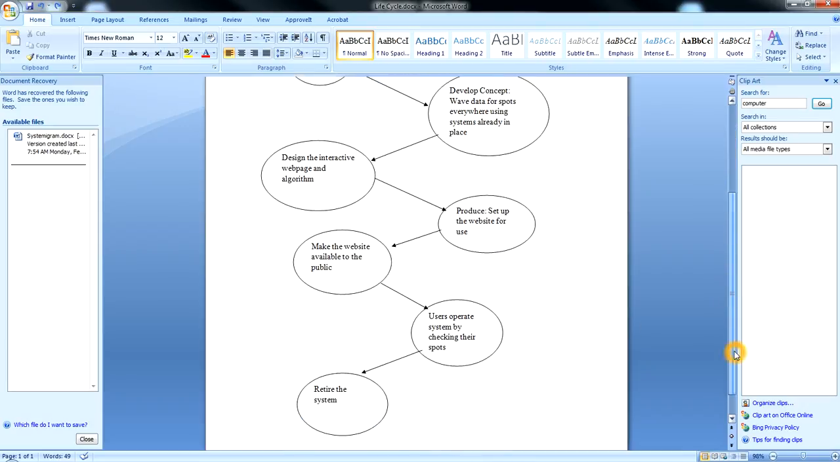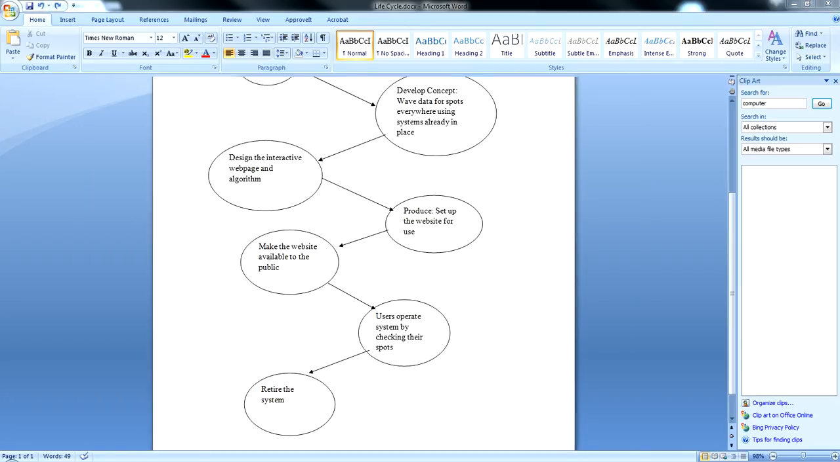The next stage is deploying it by making the website available to the public. The risk with this is that SwellInfo still has to make money, and their solution is to add ads on the side of the page. The next stage of the life cycle is users operating the system by checking their surf spots. And the risk with this is that users must know how to use it. And the last stage is the retirement of the system.